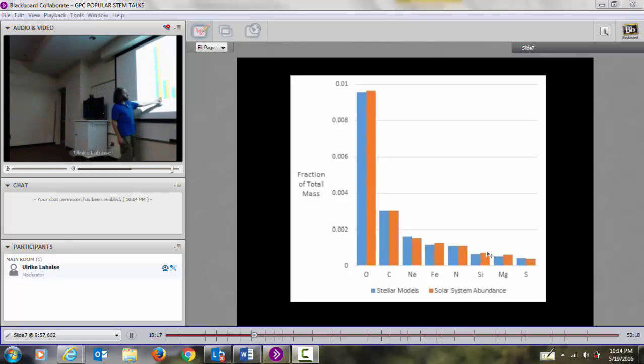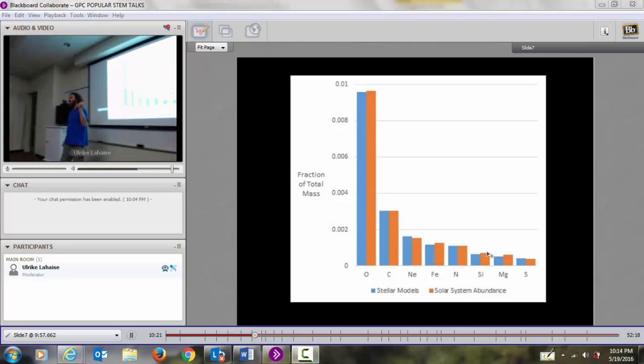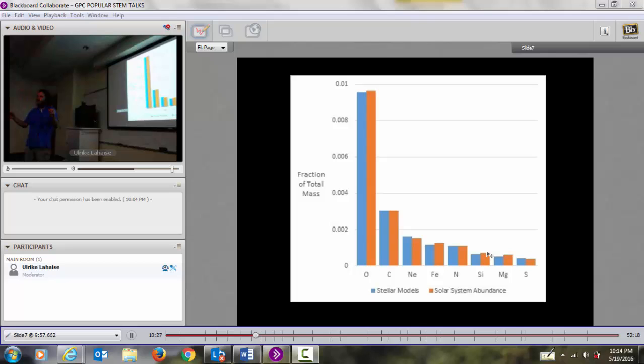So the orange bars are solar system abundances. The blue bars are the predicted output of groups of heavy stars. It's these really heavy stars that have these nuclear processes going on inside them, which produce elements. And it's actually possible. People have been simulating what goes on inside these heavy stars for many decades now.